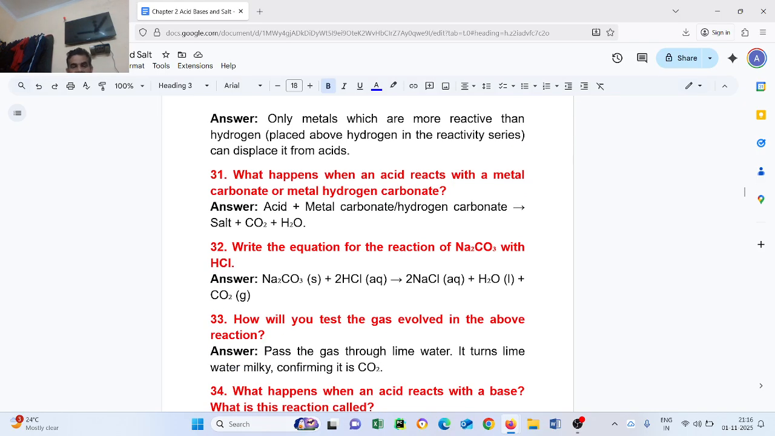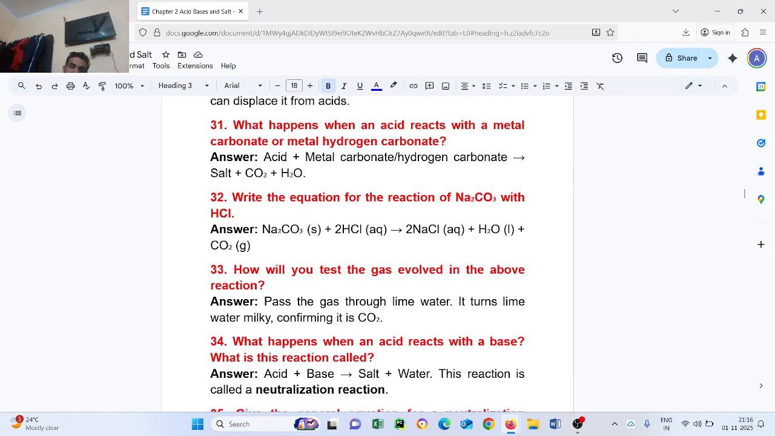How will you test the gas evolved in the above reaction? Pass the gas through lime water. It turns lime water milky, confirming it is carbon dioxide.